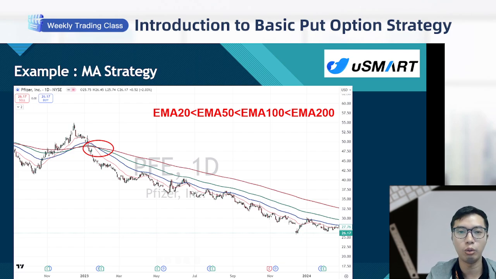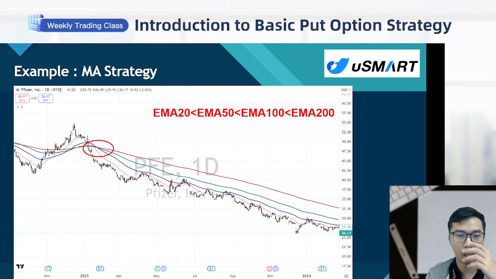However, here we want to find a long-term downtrend stock so we can short the market, so we can open a put to get profits from the downward movement of the market, right? So here you can see that the signal appears when EMA 20 crosses EMA 50, then EMA 50 crosses EMA 100, and EMA 100 crosses EMA 200.